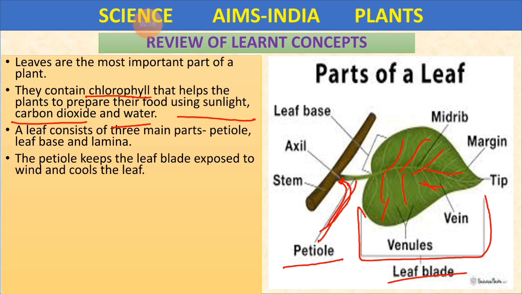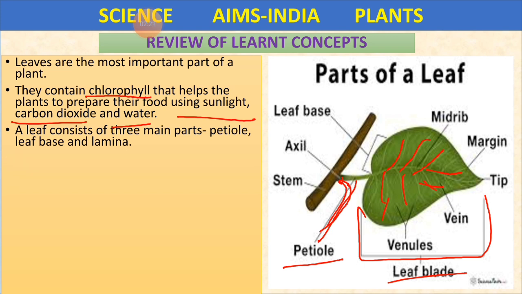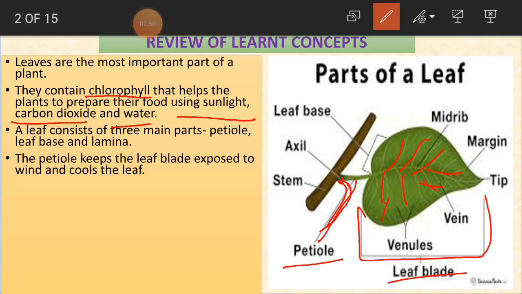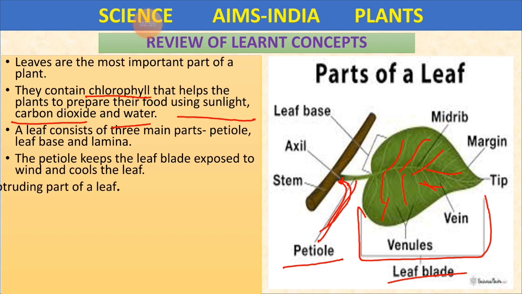What does this petiole do, children? It keeps the leaf blade exposed to sun. In the sense, what does it do? It makes this leaf blade get air, and it cools the leaf. Exposed in the sense uncovered, without any cover. This petiole makes the leaf blade get air and it cools the leaf. Clear children? Yes. Now what is the next one?